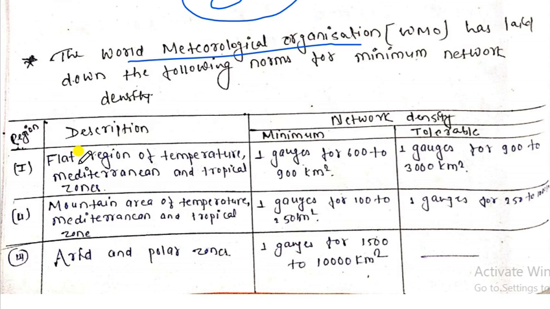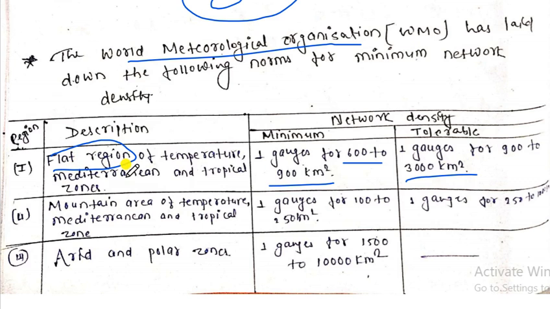For the flat or plain regions of temperate zones, we have one rain gauge for 600 to 900 square kilometers. I mean to say that one rain gauge should cover an area of 600 to 900 square kilometers; that is the minimum. And the maximum, or tolerable, is one rain gauge for 900 to 3000 square kilometers. Beyond that, if you use one rain gauge, it may give error.